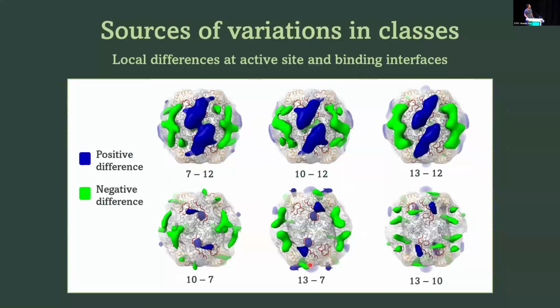However, if we do this trick of difference maps, what you can see here are differences, for example, between class 7 and class 12. This is the best resolved one. And class 7, 10, and 13 compared to 12, the blue density is the positive and the green is the negative, so the reverse subtraction. Okay, and what you can see is that they are substantially different from class 12. So actually the best resolved class is the least representative, you could say. So the high resolution one is also not the least interesting one.